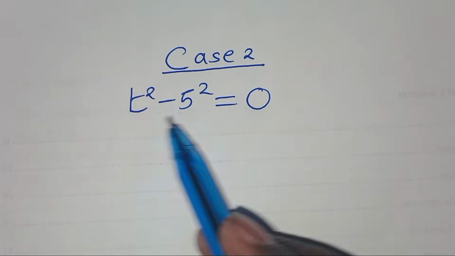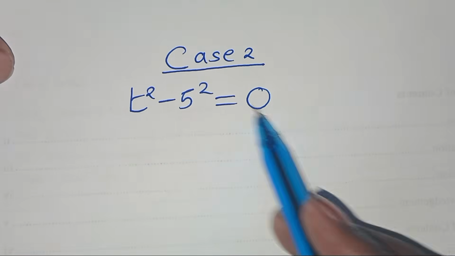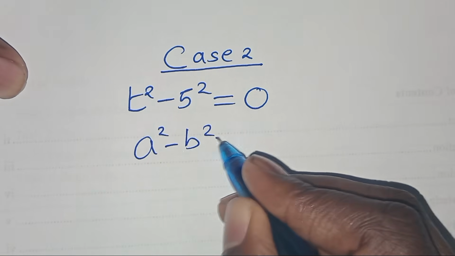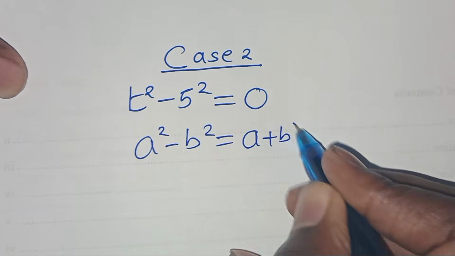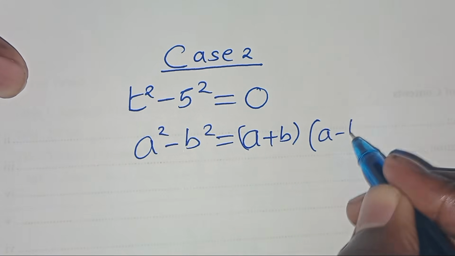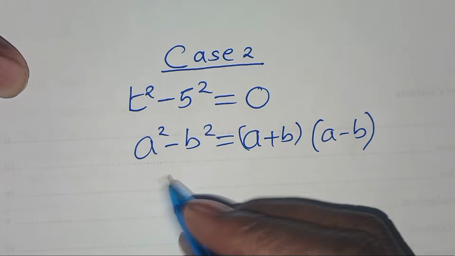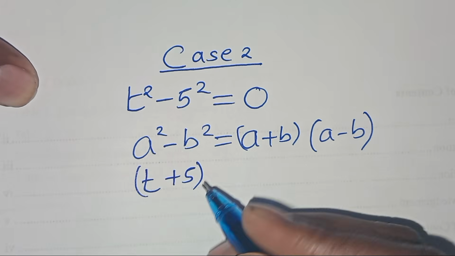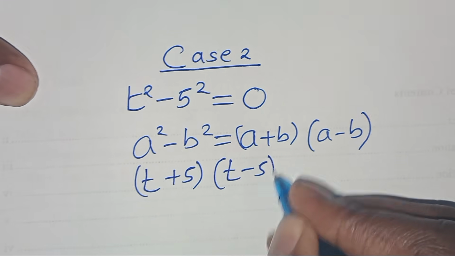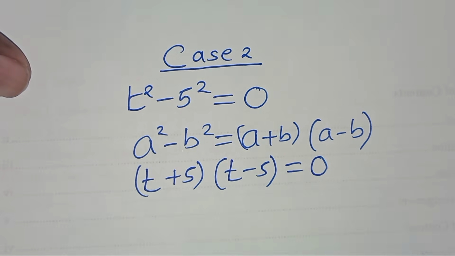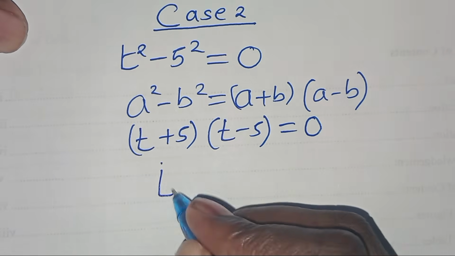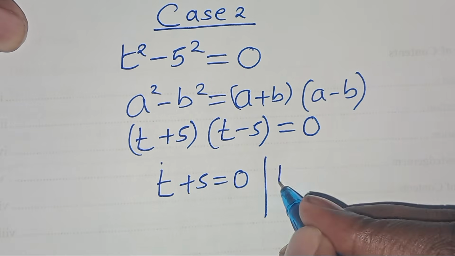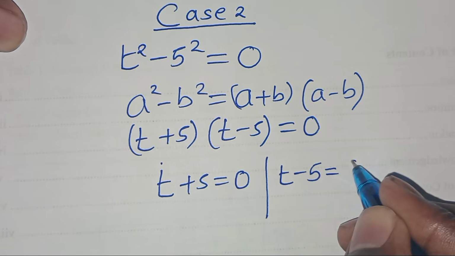Case 2 here, we have t to the power 2 minus 5 to the power 2. This is equal to 0. And this is in the form of a to the power 2 minus b to the power 2, which we can express as a plus b and a minus b. So t to the power 2 minus 5 to the power 2, this is the same thing as t plus 5 and then t minus 5. This is equal to 0. So this implies that here we have t plus 5 equal to 0, and also we have t minus 5 equal to 0.